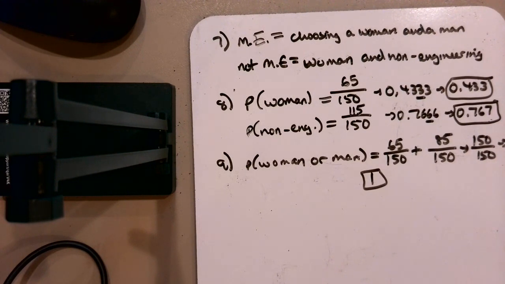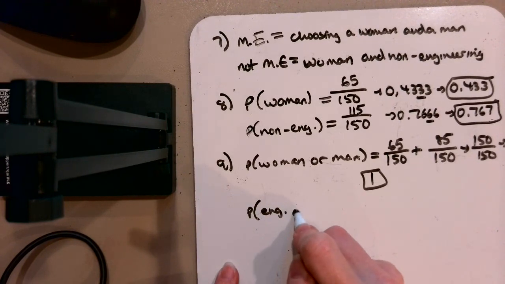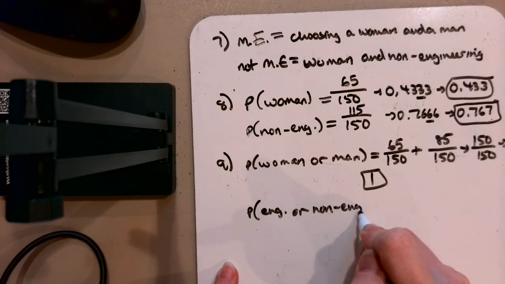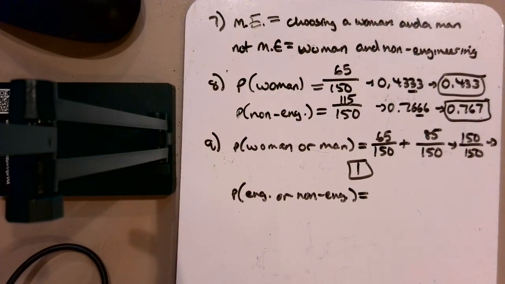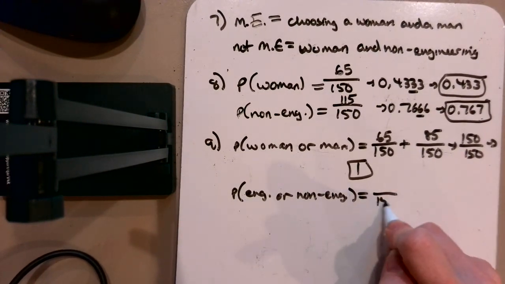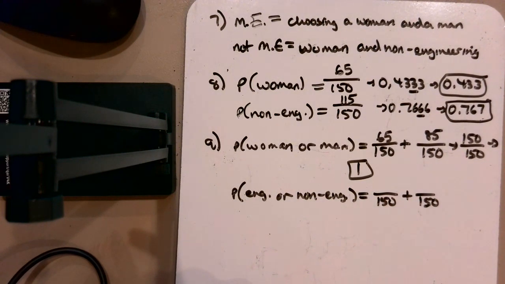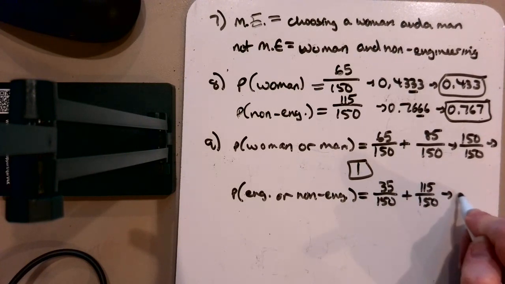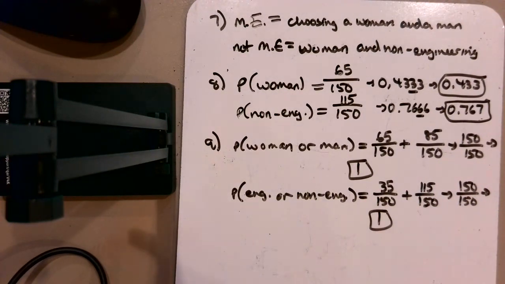The other version of question 9 you might have gotten was find the probability of choosing an engineering major or a non-engineering major. Again, mutually exclusive events because they could not occur at the same time. So we just take the shorter addition rule. Out of 150, the probability of choosing an engineering major, first column, 35 over 150. Probability of choosing a non-engineering major, second column, 115 over 150, which gives you 150 over 150, which is an answer also of 1.